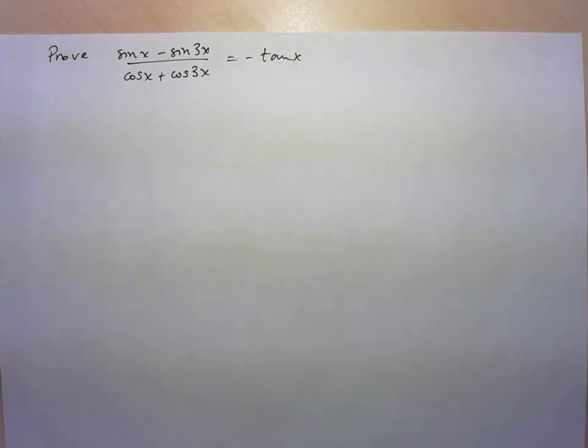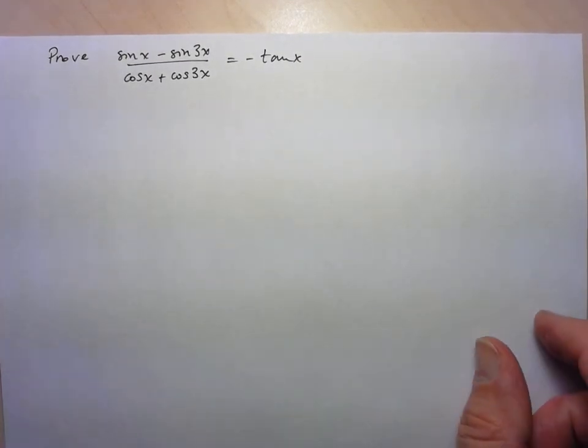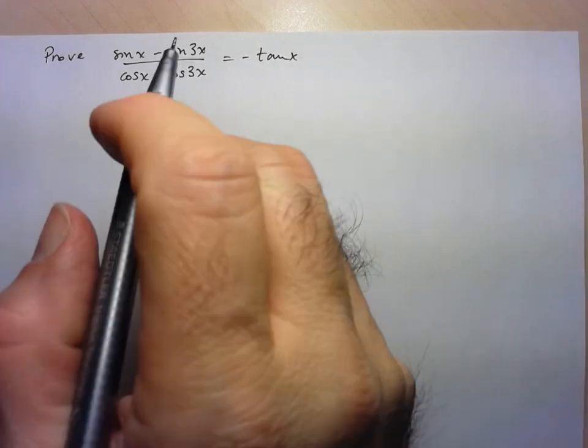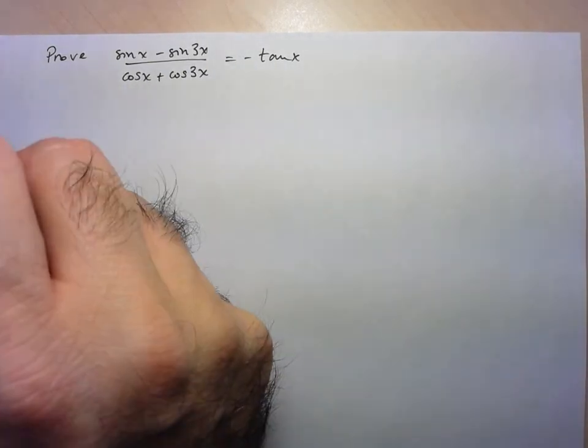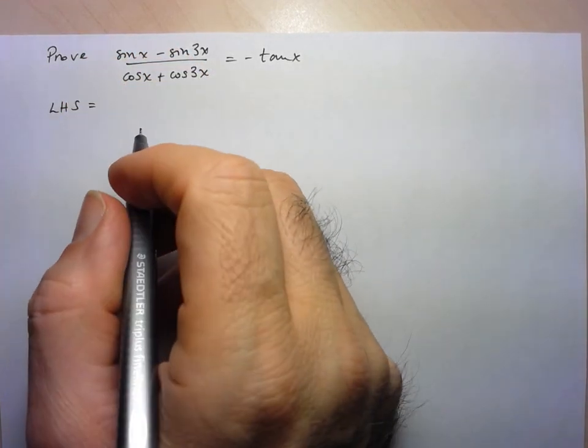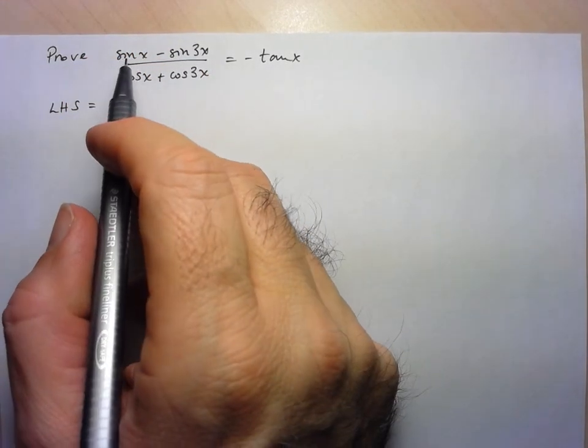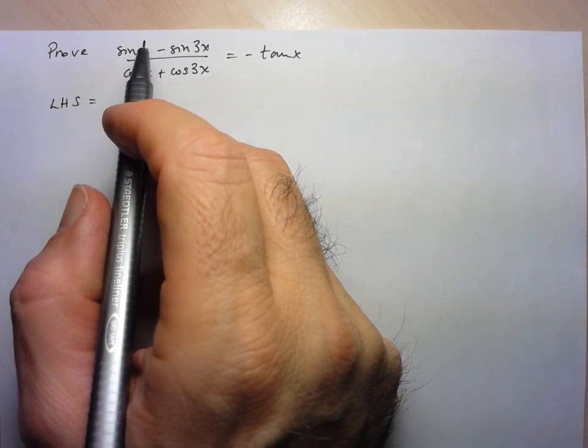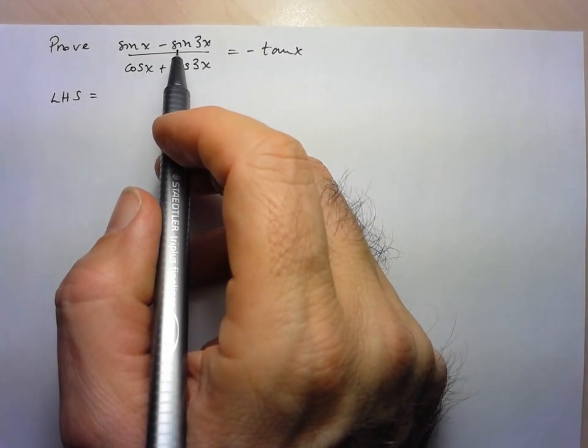Hi folks, we're going to take a look at this identity here that they're asking us to prove. So clearly going to start with the left hand side, offers me a lot more opportunity to do some manipulation. So left hand side is equal to, now here, not much to do with sine x, so sine 3x. The question is what can I do with sine of 3x?